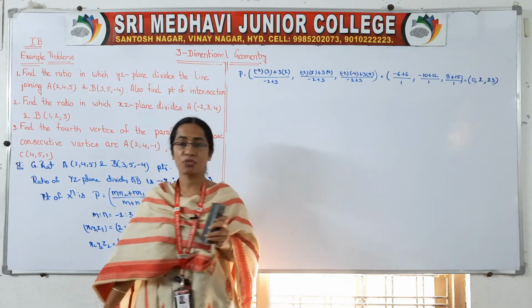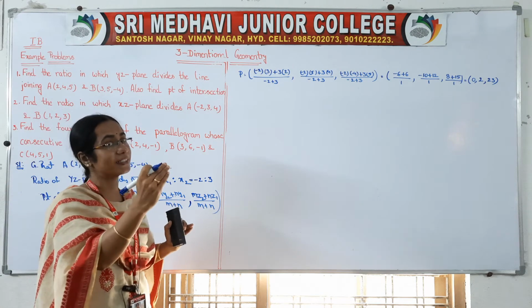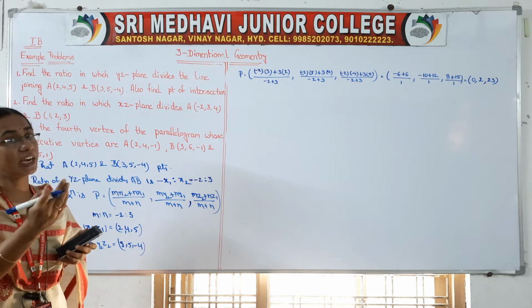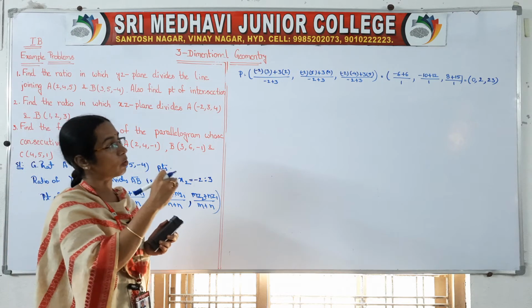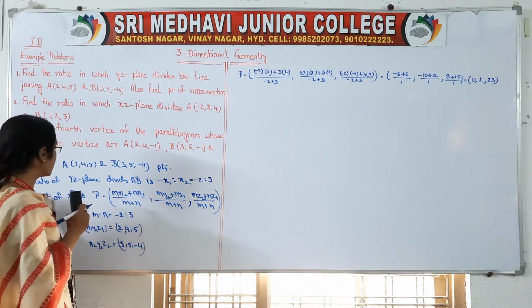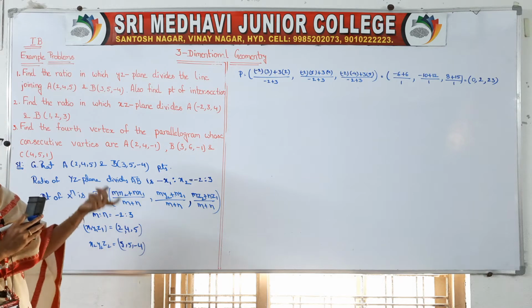This is the point of intersection where the YZ plane divides the line AB. At that point, we have to find its coordinate, x coordinate, y coordinate, z coordinate. Actually, question is find the ratio at which YZ plane divides AB.